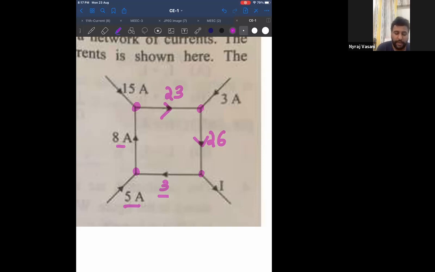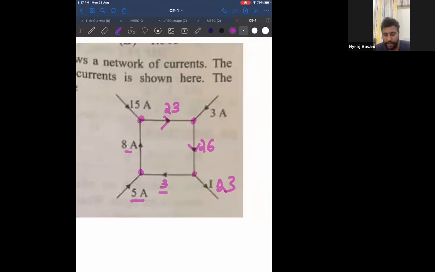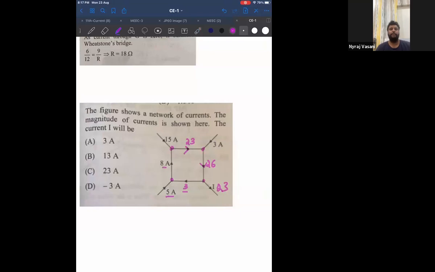Now, coming back to our node. Total current entering is 26 now. Total current leaving also has to be 26. But out of that, 3 has already gone in one branch. Therefore, 23 should go in the other branch. If 23 goes in the other branch, KCL is satisfied. Therefore, answer will be 23. This is how you solve node by node. Pick up any node and start. I picked up this node. You can pick up any node, whichever you find convenient. And ultimately, all these answers also should be right.